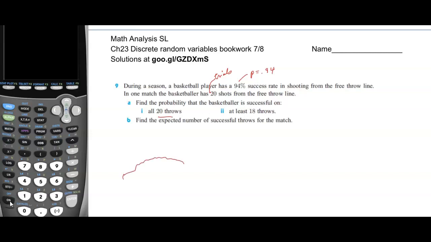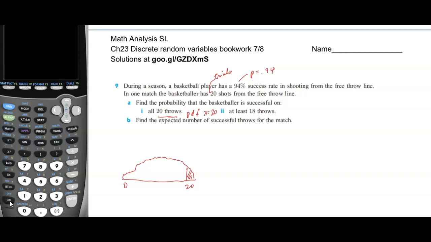So let's draw our little distribution. And in 20 trials you could have between 0 and 20 successes. So in this case here they're saying what is the probability of getting all 20 in. So that would just be a PDF, right? It would be PDF with x equals 20, right?